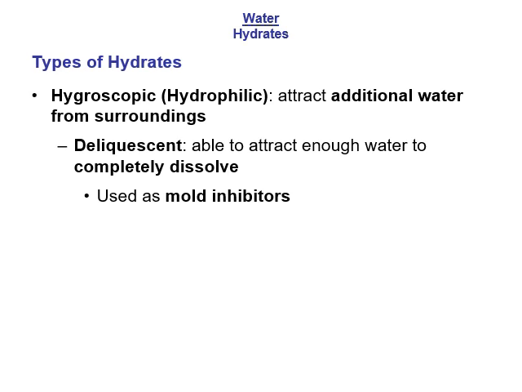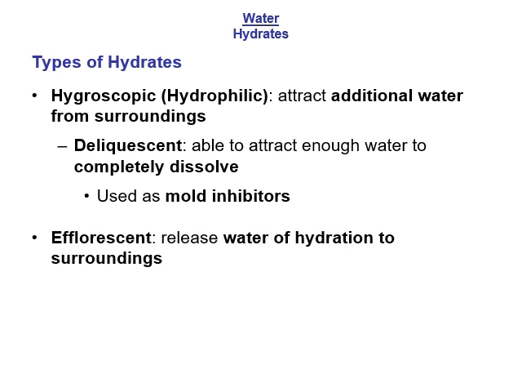The other type of hydrate is called an efflorescent hydrate. We don't deal with those really. Efflorescent hydrates are kind of the opposite. They will give off water of hydration to the surroundings. So we don't really have any use for those. It's the hygroscopic hydrates and the deliquescent hydrates that we have use of.